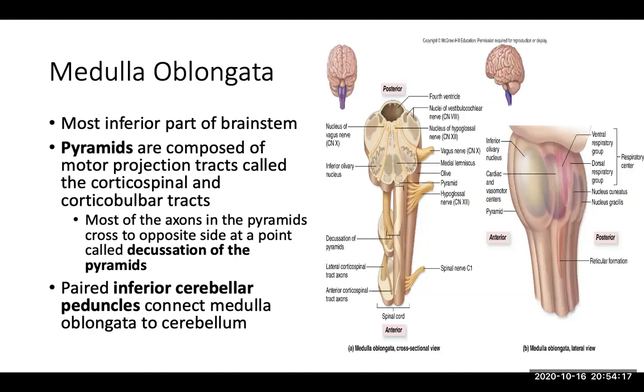It has pyramids, which are composed of motor projection tracts. Most of the axons in the pyramids will cross to the opposite side at a point called the decussation of the pyramids. You'll learn a lot about this in physiology, but decussation of the pyramids just has to do with the crossing over of these axons to the opposite side.